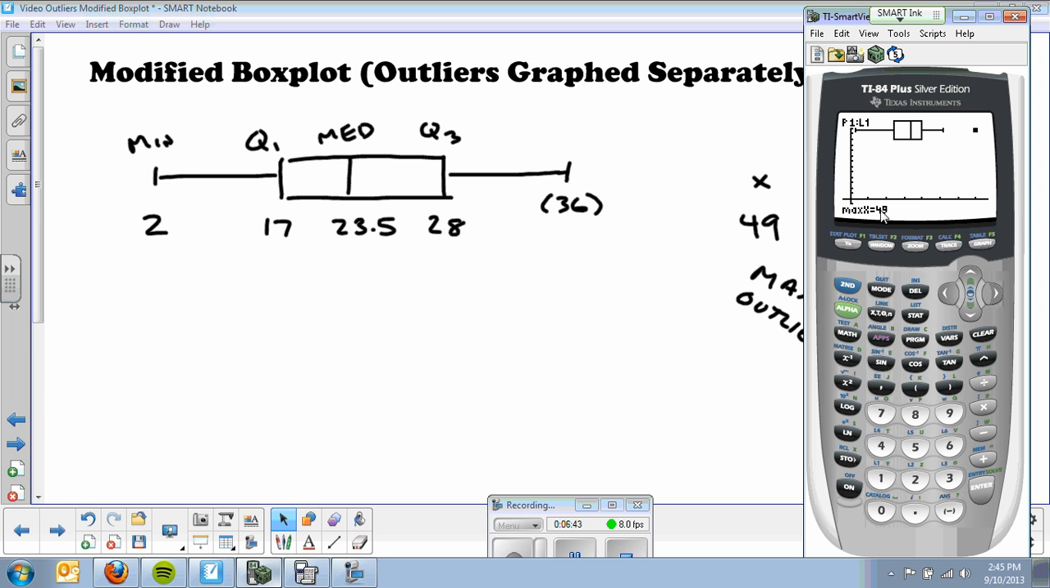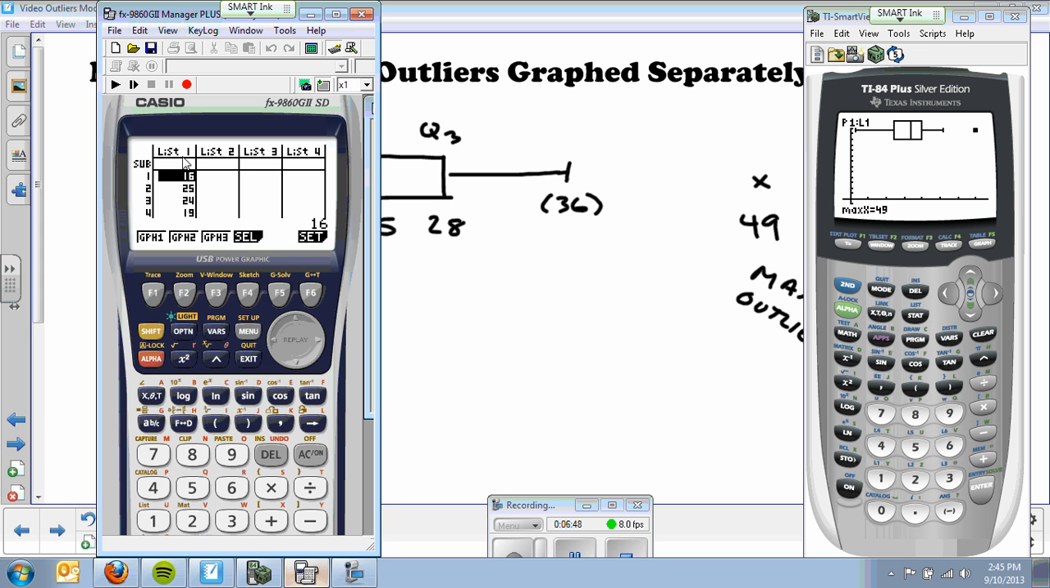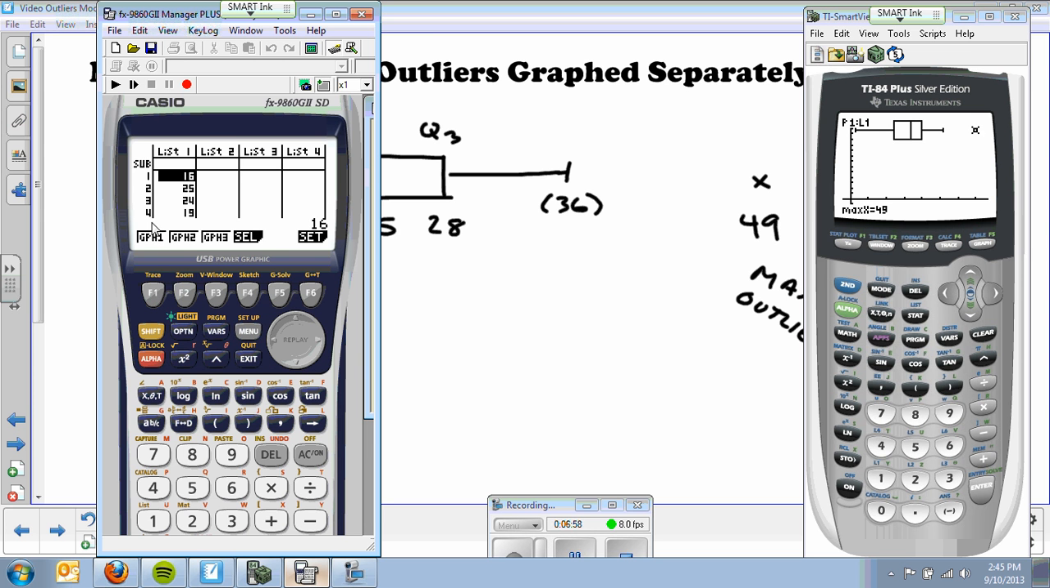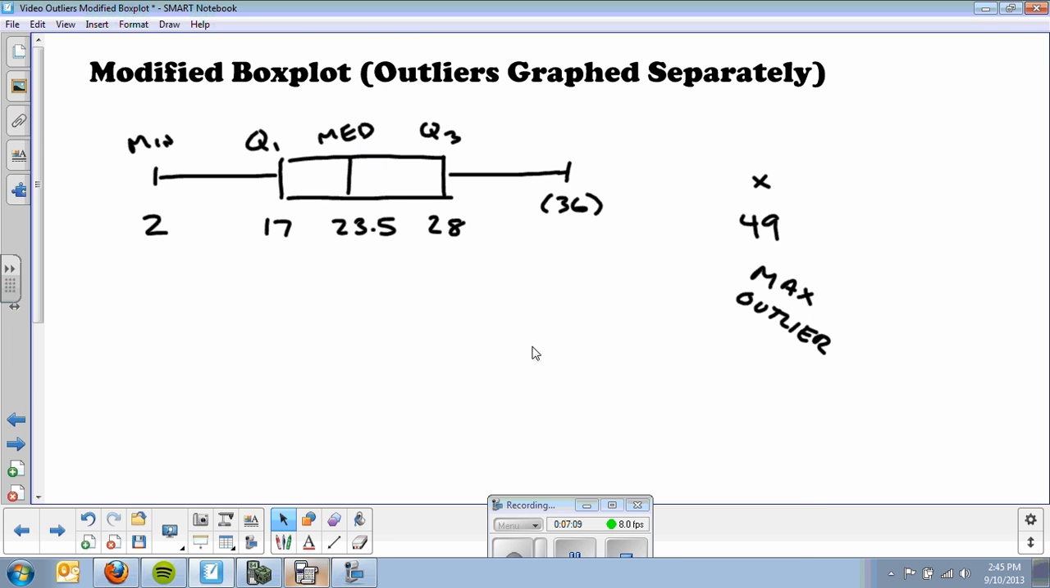On the Casio, you have your numbers in here, and when you go to your settings, all you do is go down to outliers and turn them on. And then when you graph, now I don't have the same data in here, but when you graph that data, you'll get something that looks like this. So again, there it is on the Casio and the TI. That's a modified box plot where the outliers are graphed separately.